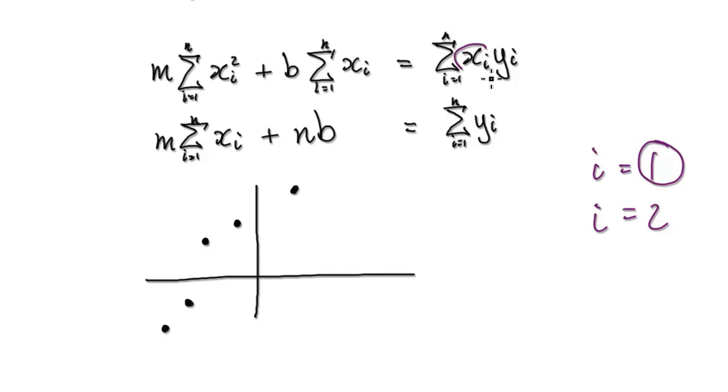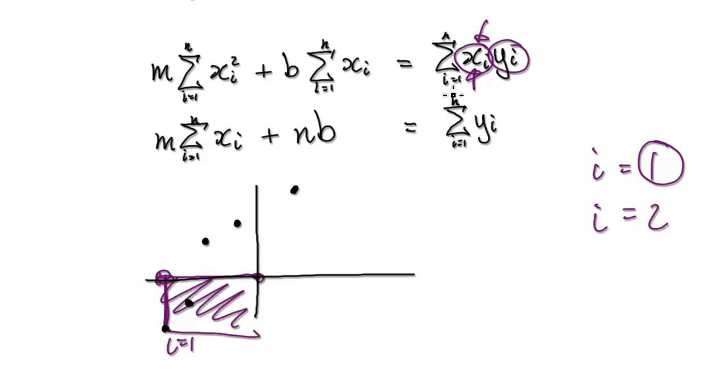So look at the first point. Extract the x value of the first point. So let's just say this is i equals 1 here. Get this distance here, xi, and then multiply it by y, multiply it by this length here. So that will then give you this area here. So you're summing up all the areas.